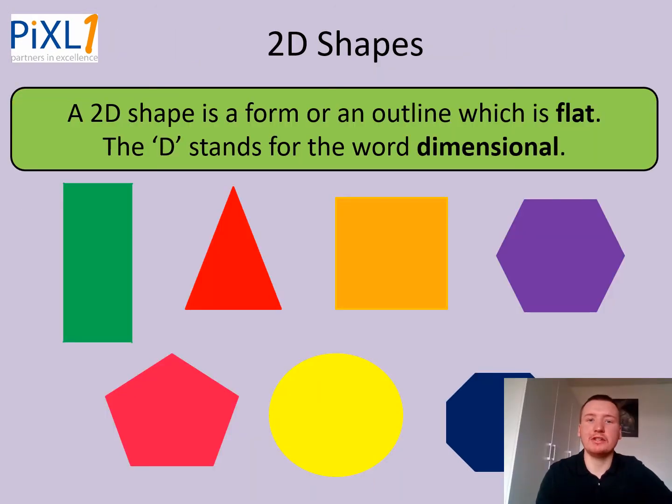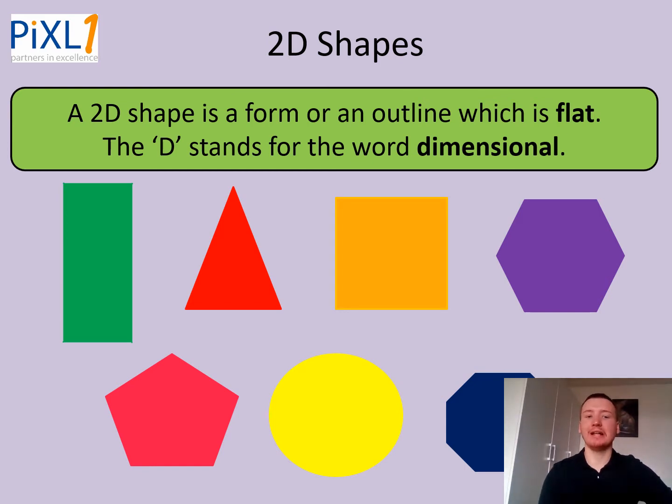I hope you all enjoyed playing that Guess Who game. It was nice and fun and light this morning to ease us back into learning. We're going to move on to what we're actually learning about today, and that is 2D shapes. It's really important that we understand what 2D means. Now, a 2D shape is a form or outline which is flat. The D stands for the word dimensional.